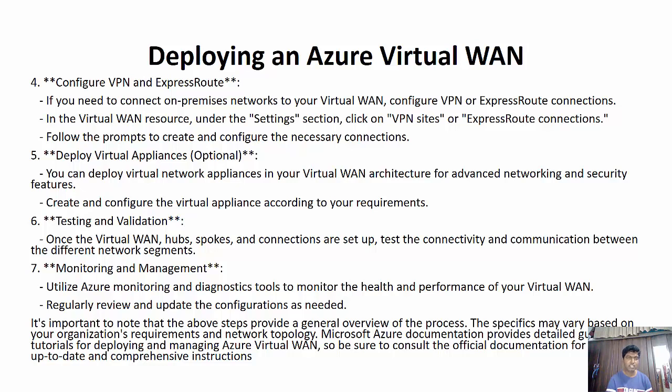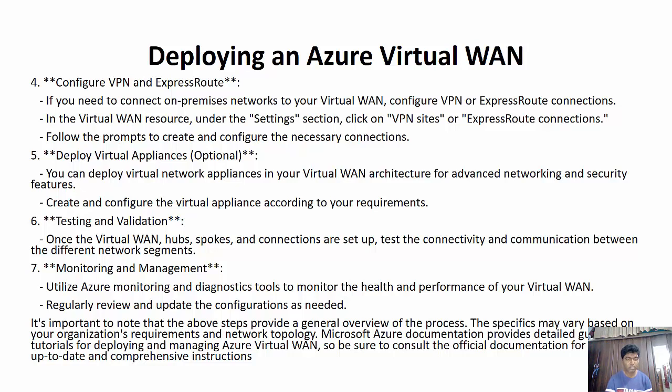Number 5, deploy virtual appliances. If you want to deploy a network appliance in your vWAN architecture for advanced networking or architecture, you can choose the appliance and create and configure. Test and validation. Once the hubs are created, spokes and connections are set up, we can test the connectivity between the different network segments.